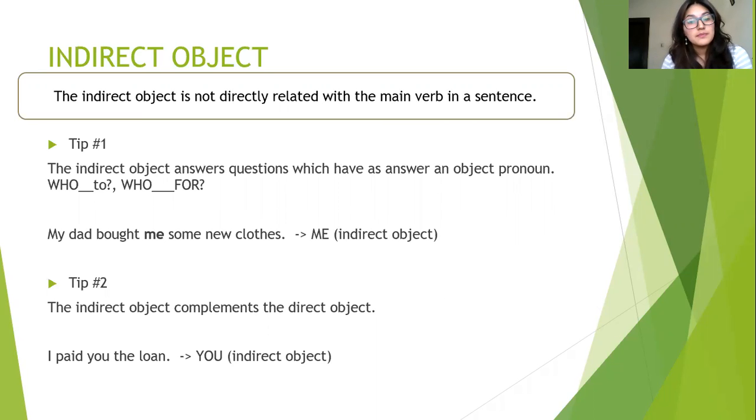The second tip to understand the indirect object is that the indirect object complements the direct object. So if you only have a sentence with a direct object and you want to write more to complement it, then you can write an indirect object. So, I paid you the loan. It's like I can only say I paid the loan, but for having more ideas it is I paid you the loan. In this sentence, the word you, the object pronoun you, is the indirect object.